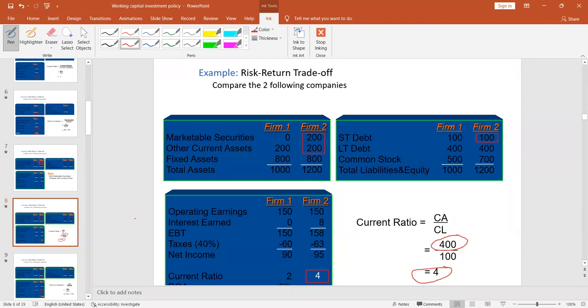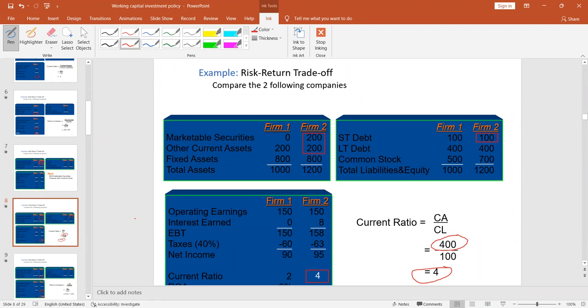Firm 2 is taking more risk. No, you're wrong. Firm 2 has high liquidity, so high liquidity means they're taking lower risk. And firm 1 has lower liquidity. It means they're taking risk.